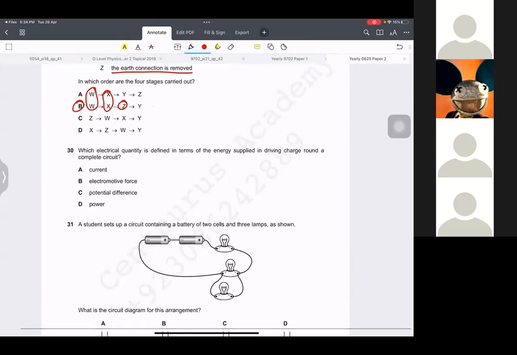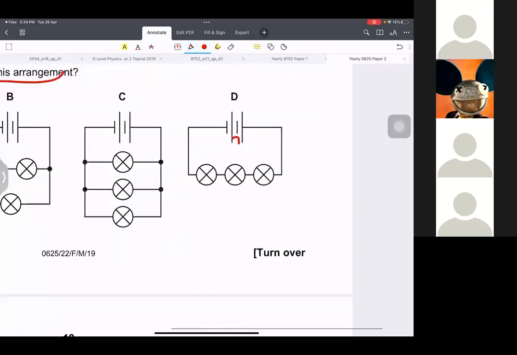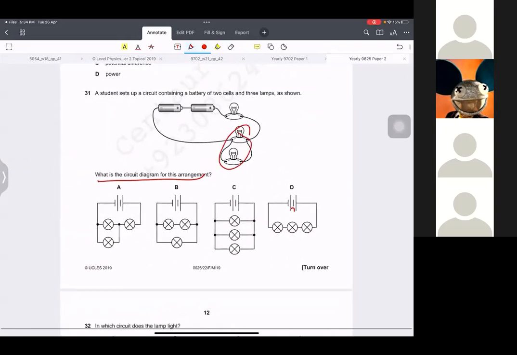Okay, then, which electrical quantity is defined in terms of energy supply driving charge around the complete circuit? That is EMF. It's a definition and you should remember this. Now, what is a circuit diagram? If I see, two bulbs are parallel, and these two are in series. Two parallel, one series, and positive. A has to be the answer. There's no other answer.